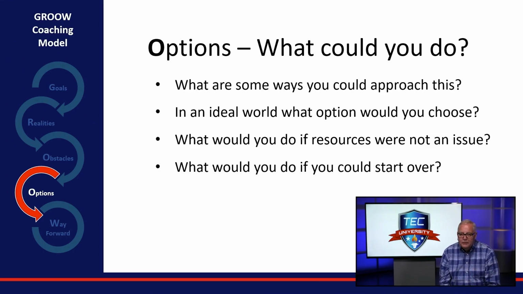So here's some of the typical questions that we use in this option phase. What are some of the ways you could approach this? I also like, in an ideal world, what option would you choose? Again, getting that person thinking creatively and saying, if there weren't any constraints, in an ideal world, what would you do? Because if they come up with a plan that's, here's what I would do, then you could start talking about, okay, so are those constraints real? Or are there ways that we could overcome those constraints and still follow that path?